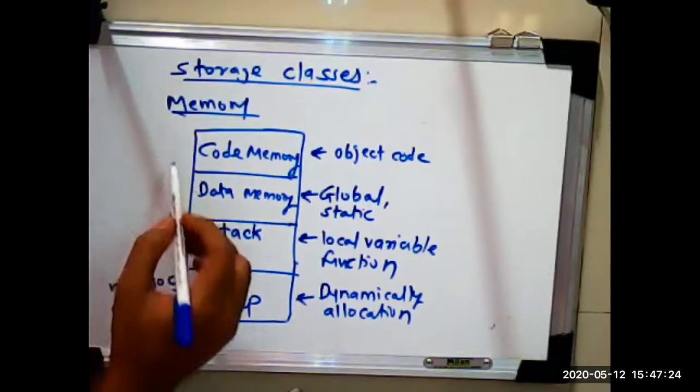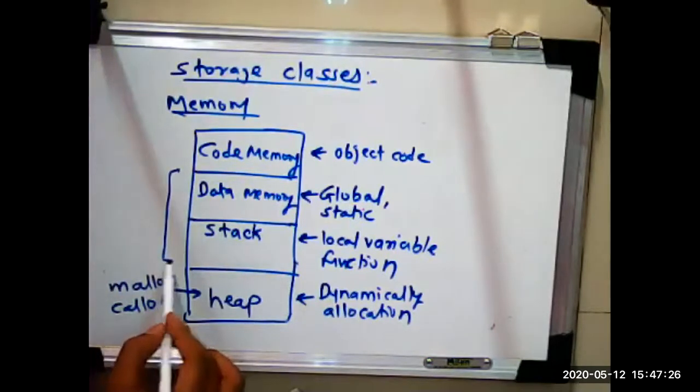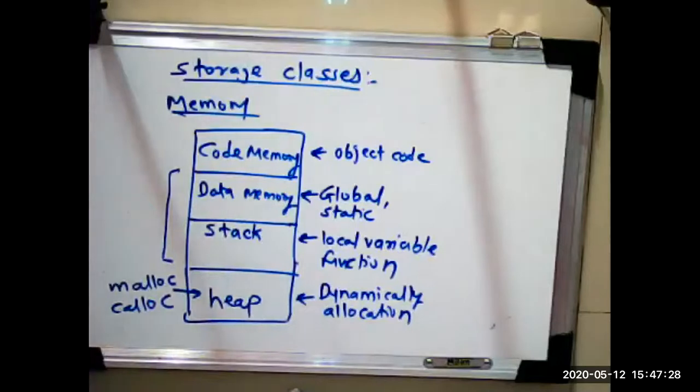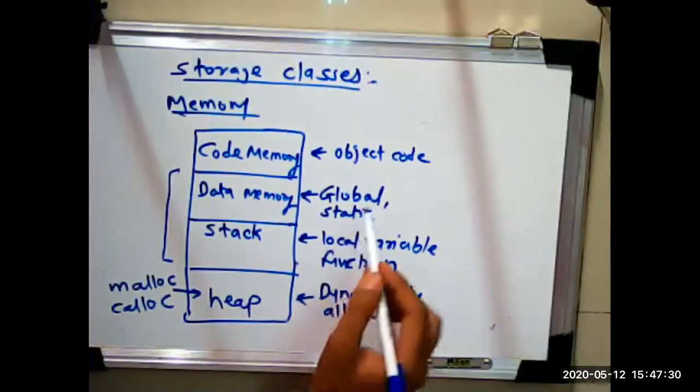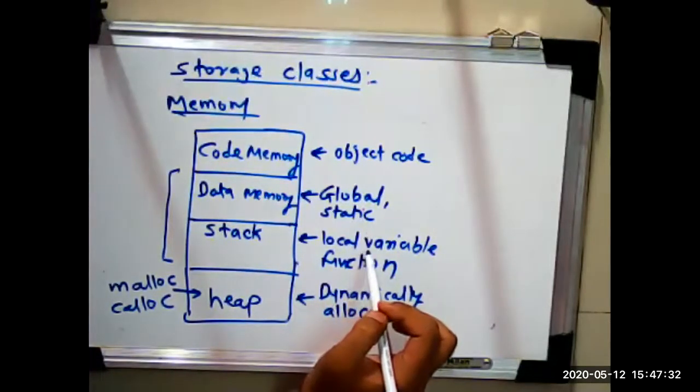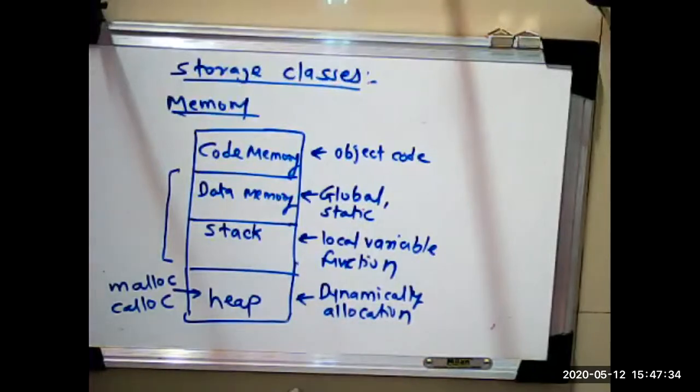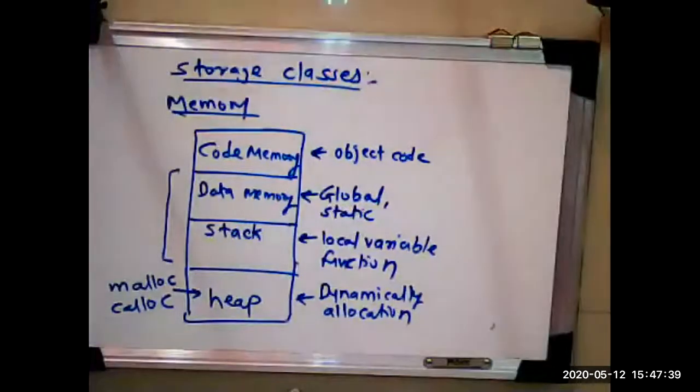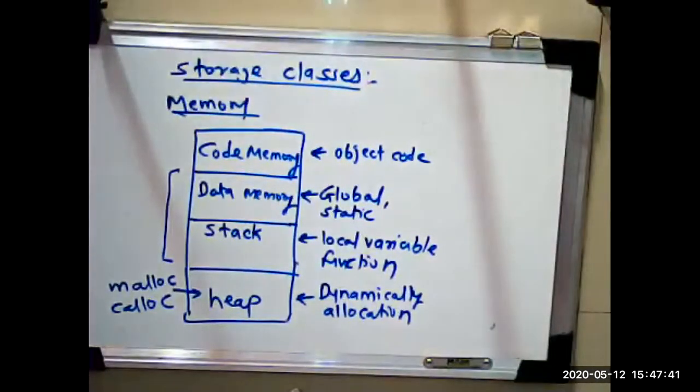But today we will focus on these two types, data memory and stack memory. So global, static, and local variables, we will see these. This is a very important point regarding storage classes. If you understand this memory, then only you will understand the storage classes.